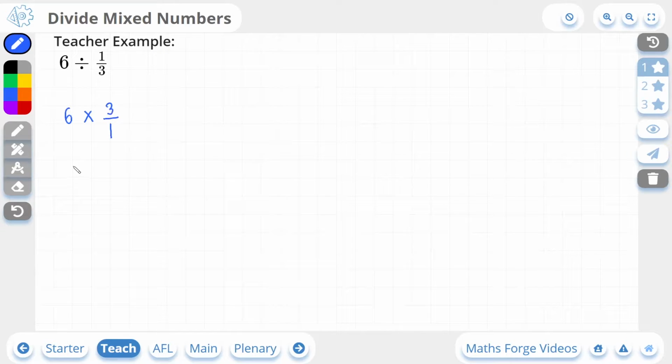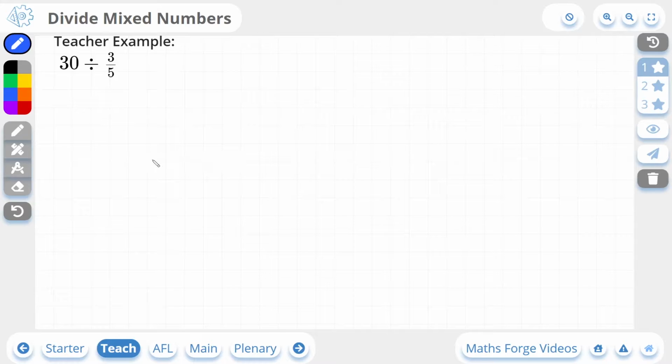Well, we know from multiplying fractions that we should put the 6 as a 6 over 1 and multiply that by 3 over 1. So this is going to be 6 multiplied by 3, which is 18, and 1 multiplied by 1, which is 1. And of course, 18 over 1, 18 divided by 1, can simply be written as 18. And if we check our answer, there it is.